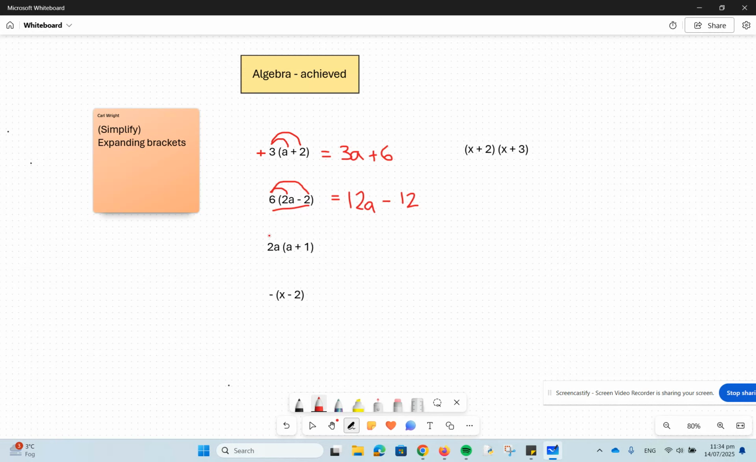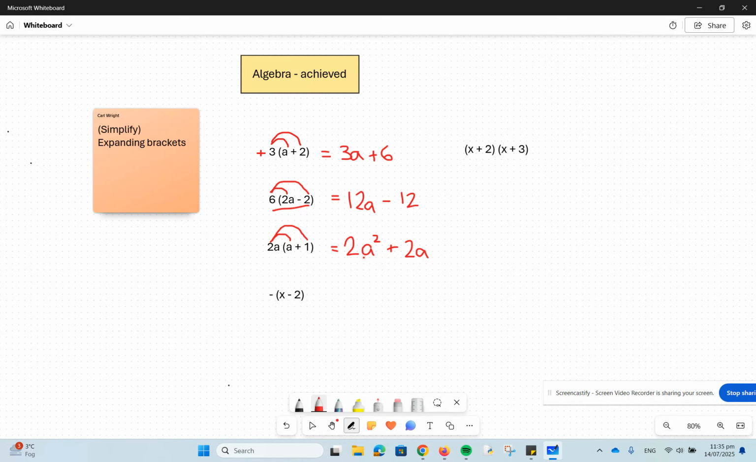We've got 2a on the outside this time, and we're multiplying it by a. Now, remember the rule. When you're multiplying variables, you add indices. So that's a to the power of 1, that's a to the power of 1. The indices is the power, so 1 plus 1. So 2a times a is 2a squared. Then I have to multiply that times the next term, so 2a times 1 just leaves me with 2a.